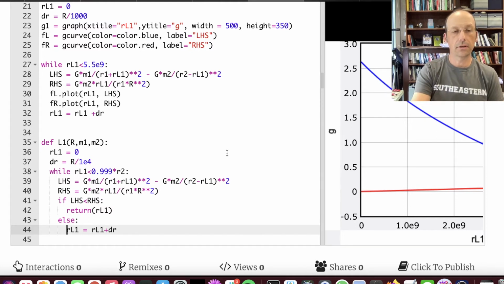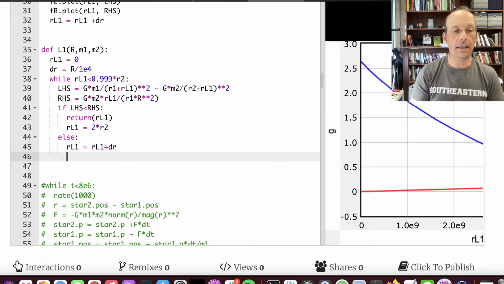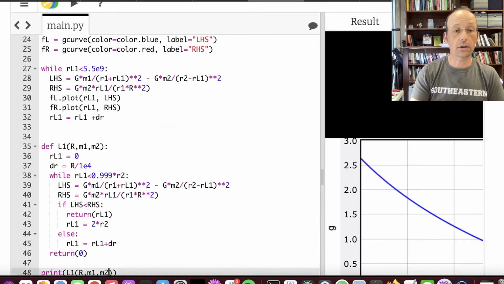I guess I could just put this. Oops. This will definitely break it. RL1 equals 2 times R2. Then it won't be less than. It'll stop. I don't know what I'm doing here. Okay. And then at the end, if I get out of the loop and I don't have something, then I'll just return 0. Okay, so let's try that. Let's print L1, R, M1, M2. I know what the answer should be. I just looked at the thing. We can check. Okay, so let's run this and see if it works.